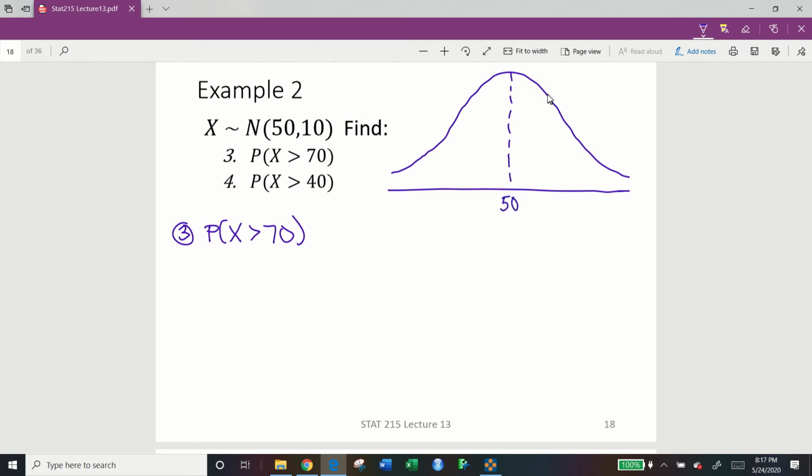So we have 50 in the center, 1 standard deviation is going to be 60. As we move to the right, 2 standard deviations is 70. And now we're at this point, we don't need to go any greater than 70, so we're going to focus on the left of 50. So 1 standard deviation would be 40. And just for completeness, let's do 1 more standard deviation at 30.